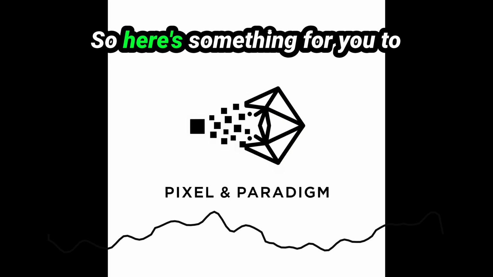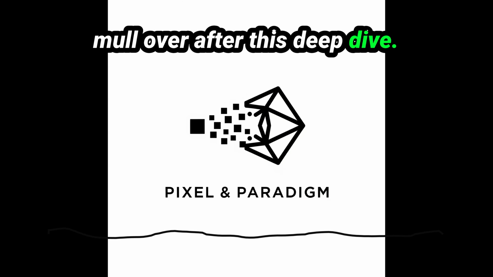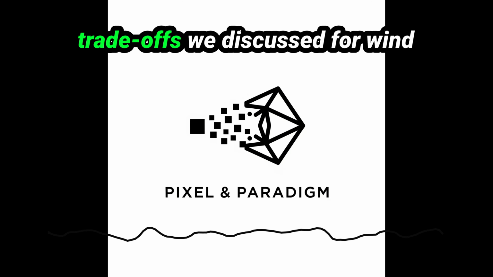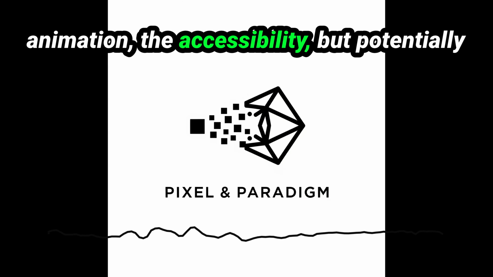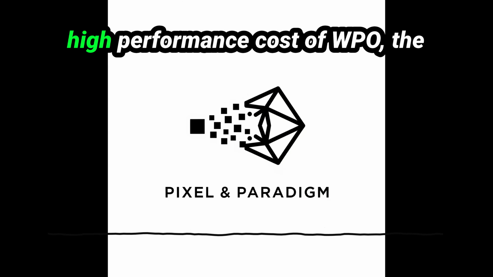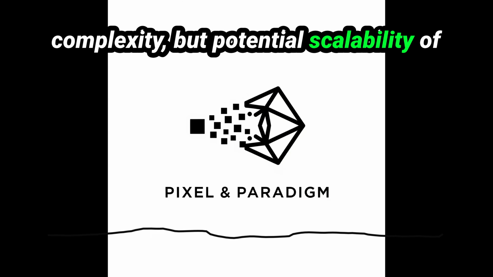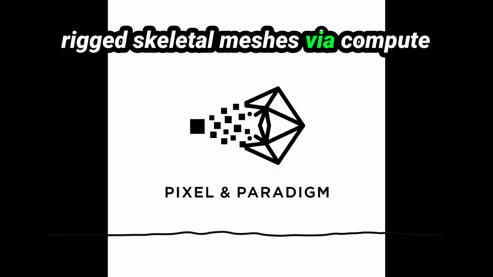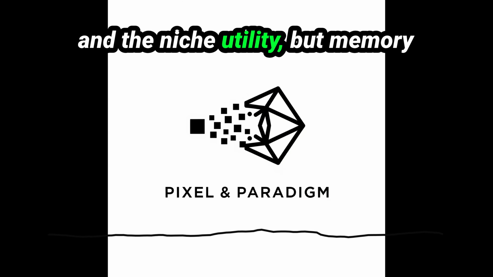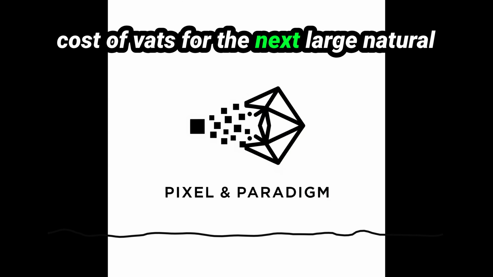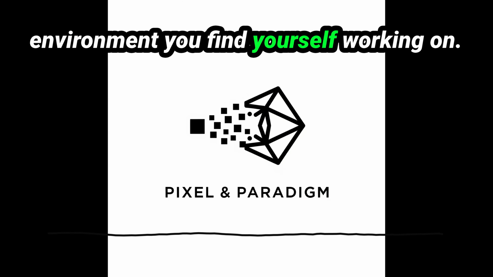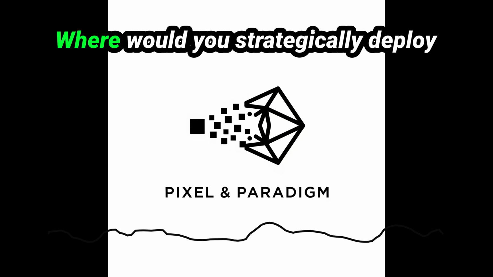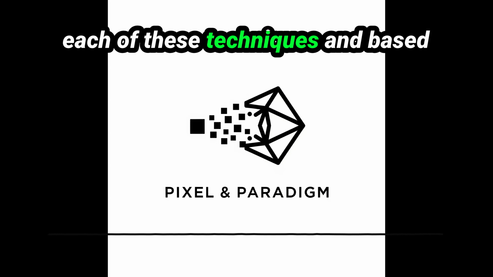Exactly. So here's something for you to mull over after this deep dive, a question to take away. Given the trade-offs we discussed for wind animation, the accessibility but potentially high performance cost of WPO, the complexity but potential scalability of rigged skeletal meshes via compute, and the niche utility but memory cost of VATs, for the next large natural environment you find yourself working on, where would you strategically deploy each of these techniques?